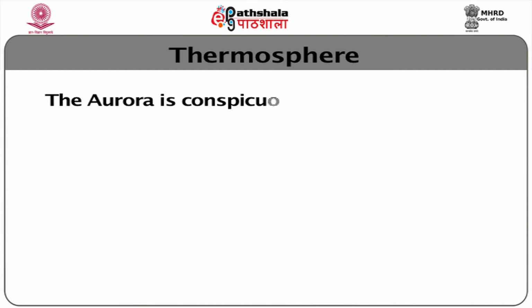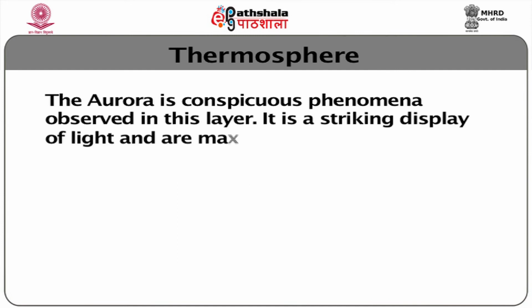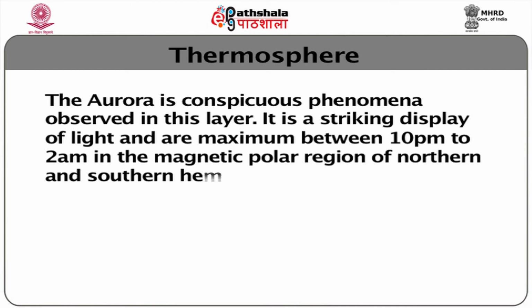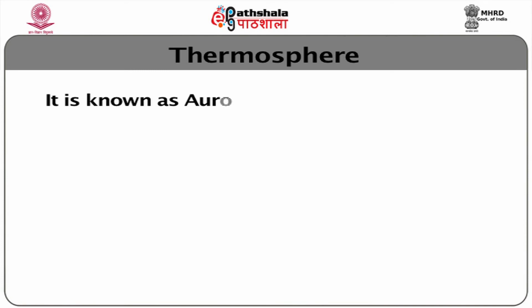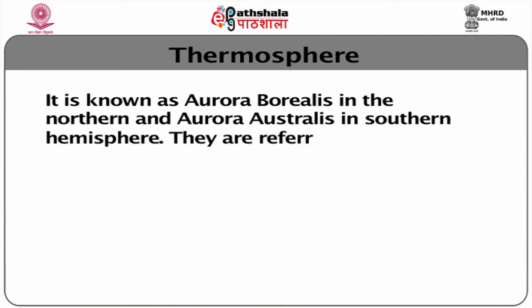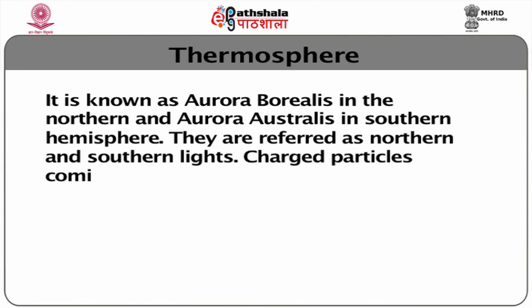The aurora is a conspicuous phenomenon observed in this layer. It is a striking display of light, seen at maximum between 10 p.m. and 2 a.m. in the magnetic pole regions of the northern and southern hemispheres. It is known as aurora borealis in the northern and aurora australis in the southern hemisphere. They are referred to as the northern and southern lights.